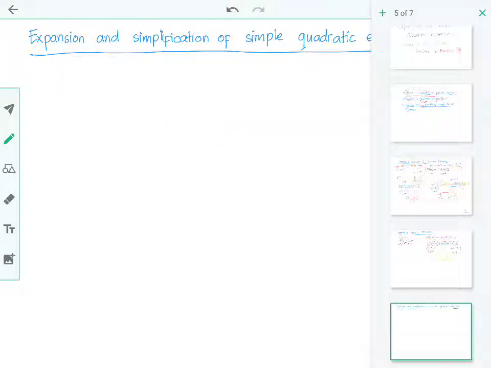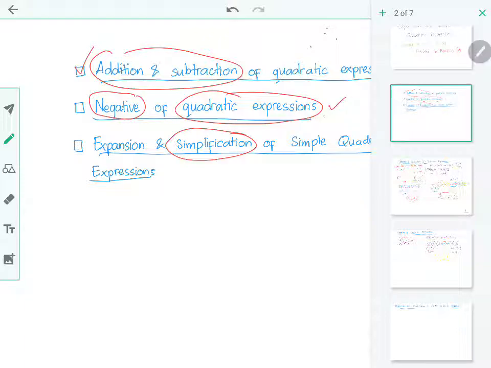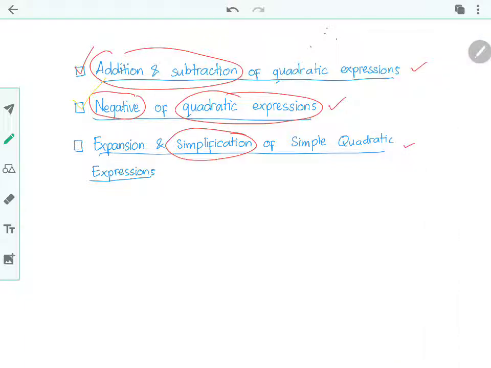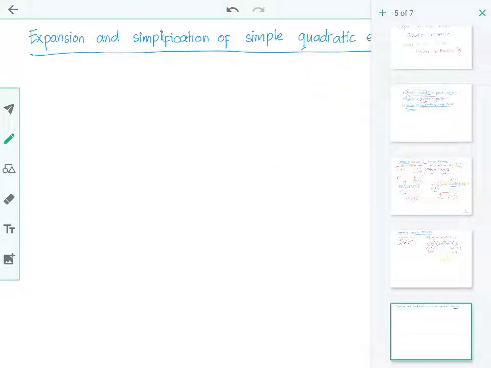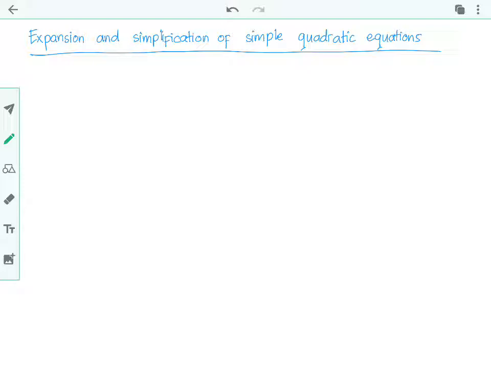Wait, we already learned about the negative of quadratic expression, so I'm going to tick that. Now, the next one, we are going to learn about expansion. Finally, we are going to learn the expansion and simplification of quadratic equations. For this one, some of my students like to call it the rainbow method. So in this part, we need to do the rainbow method.